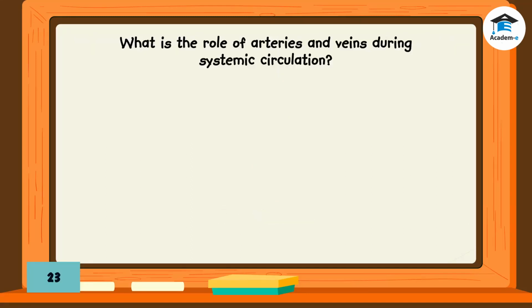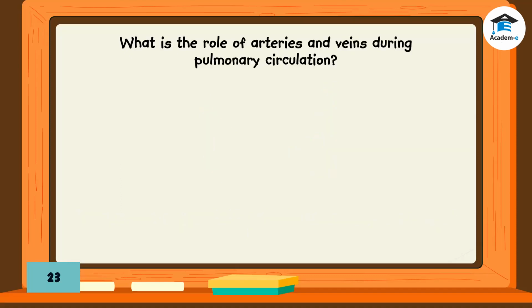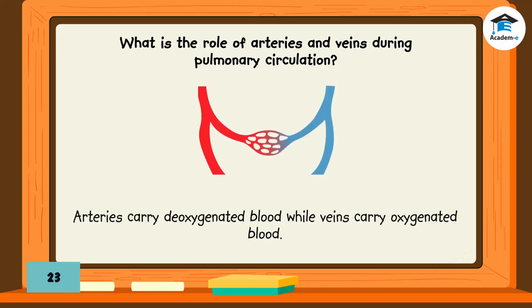What is the role of arteries and veins during systemic circulation? Arteries carry oxygenated blood while veins carry deoxygenated blood. What is the role of arteries and veins during pulmonary circulation? Arteries carry deoxygenated blood while veins carry oxygenated blood.